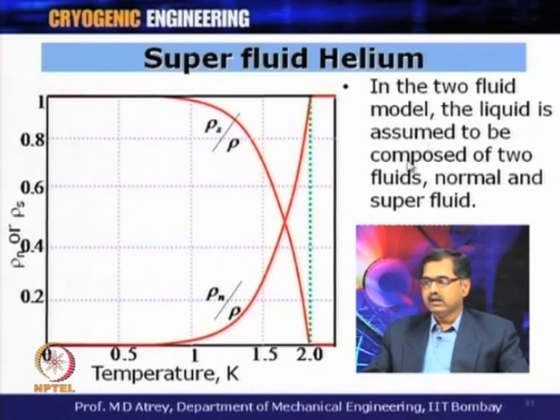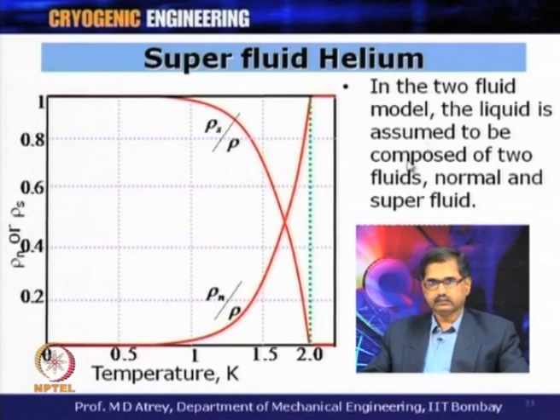Mathematically, I can write density at any point below 2.17 Kelvin as rho = rho n + rho s, where rho is the total density, rho n is the normal density and rho s is the superfluid density. So, the total density at any point below 2.17 Kelvin is a contribution from the normal density, that means from the normal helium, and from the superfluid helium, or a density component coming from the superfluid. So, at any temperature below 2.17 Kelvin, what you have is a contribution coming from normal fluid and a contribution coming from superfluid.